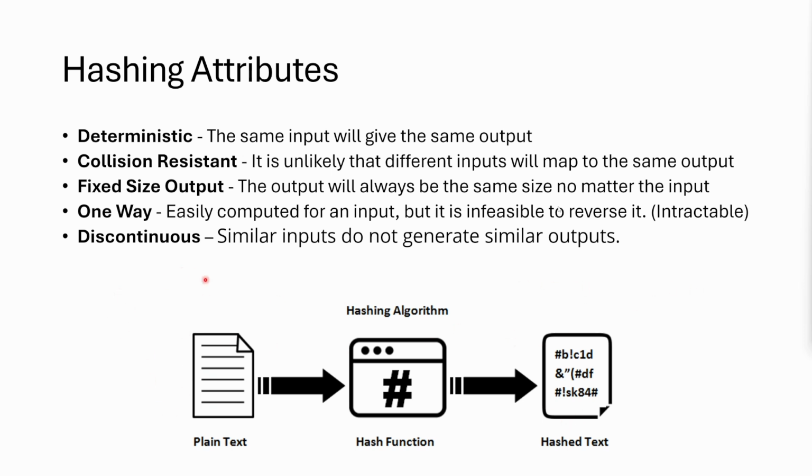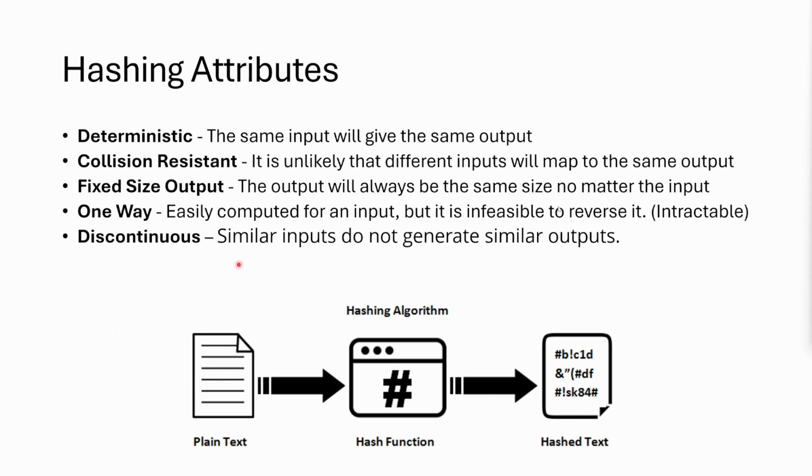They're one way, so they're easily computed, but you cannot reverse a hash. So from a hash, there's no way to get the plain text, outside of other methods that we're not discussing here. But just with the hash alone, you can't get the input. Discontinuous. Similar inputs do not generate similar outputs. So if you change one little aspect of the input, the output should be completely different and relatively random.